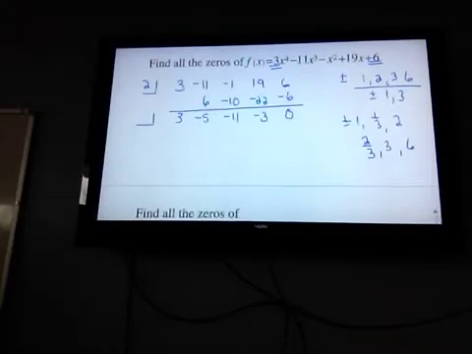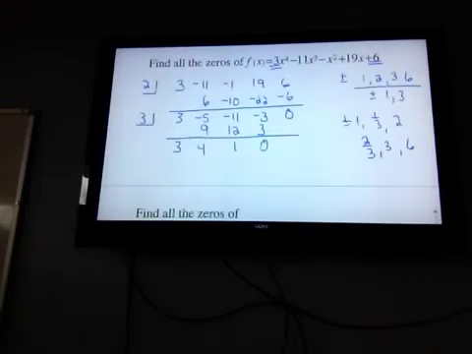Let's try something different. Try 3? I have no idea. Okay, so 3 comes down. We multiply. We add. We multiply. We add. That worked nicely. We multiply. We add. We got our remainder of 0. Why are we so lucky? I don't know. We really are getting lucky because that doesn't typically happen, to me.